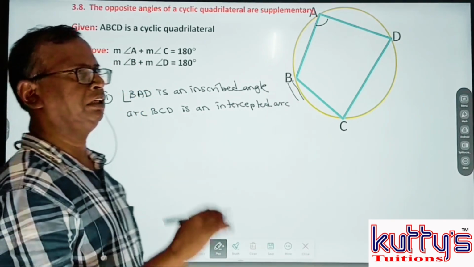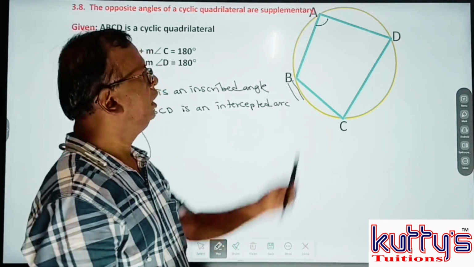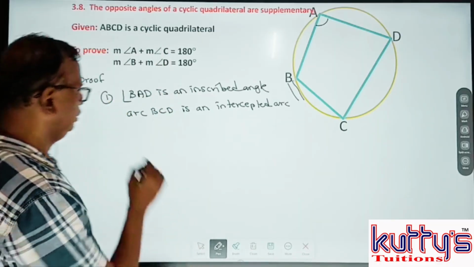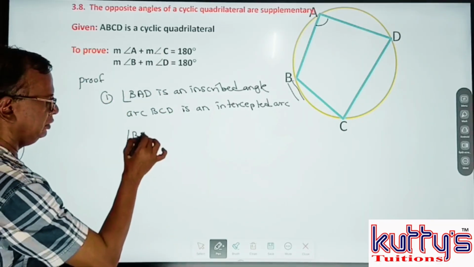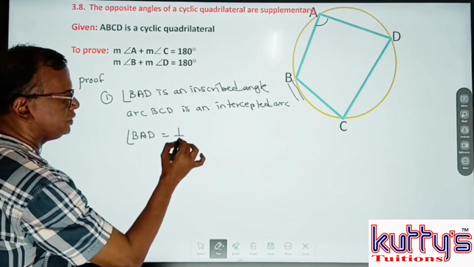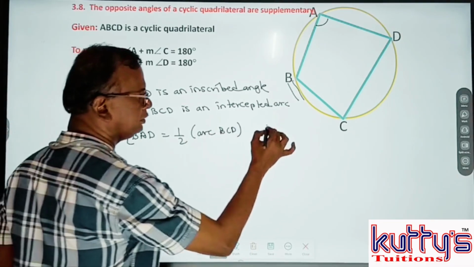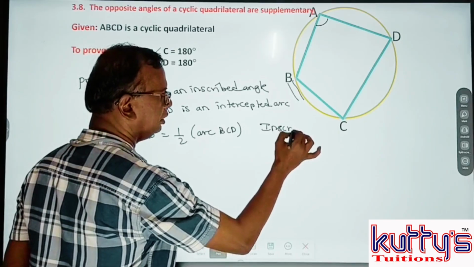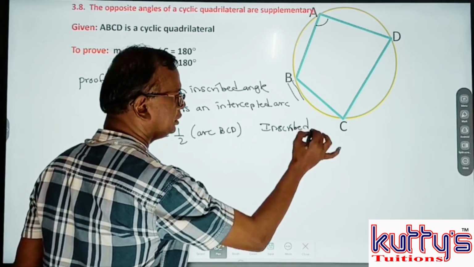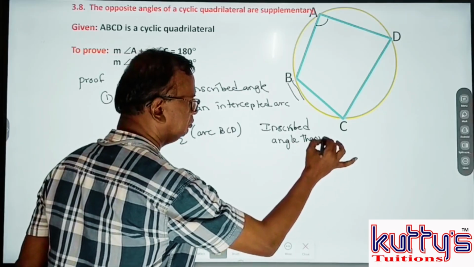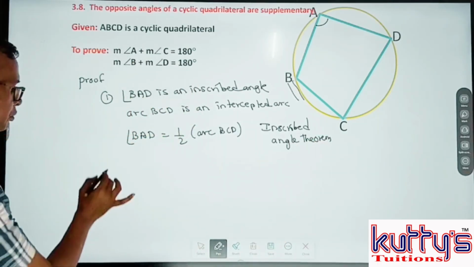What is the theorem here? The inscribed angle theorem: an inscribed angle is always half of the intercepted arc. What does the theorem say? Inscribed angle theorem. Okay. Now I take the first.